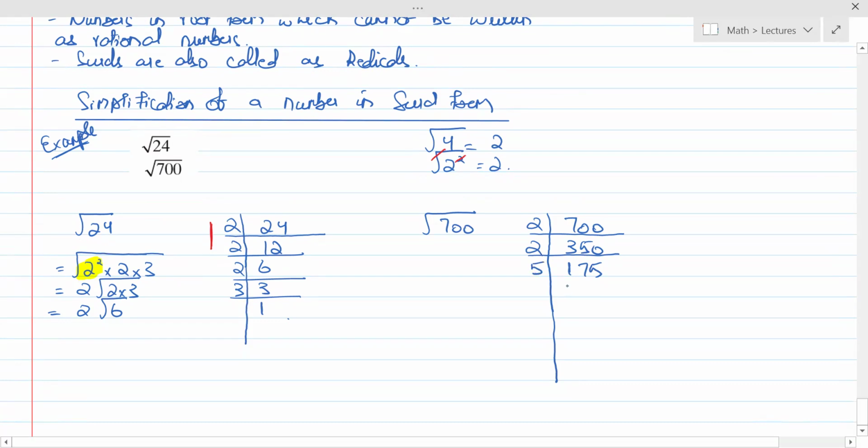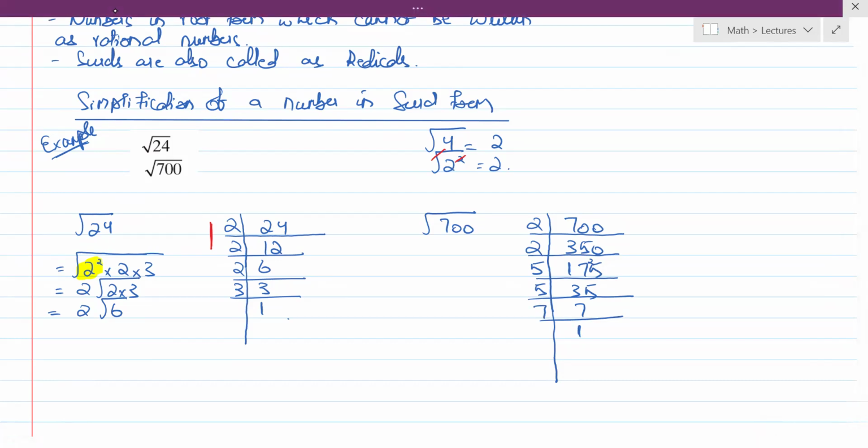So 5 3s are 15, 5 5s are 25, 5 7s are 35. This 35 can again be divided by 5, so this can be written as 5 7s are 35. And 7 cannot be divided by 5, so we look for the next possible bigger prime number, which is eventually 7 only. So 7 1s are 7.